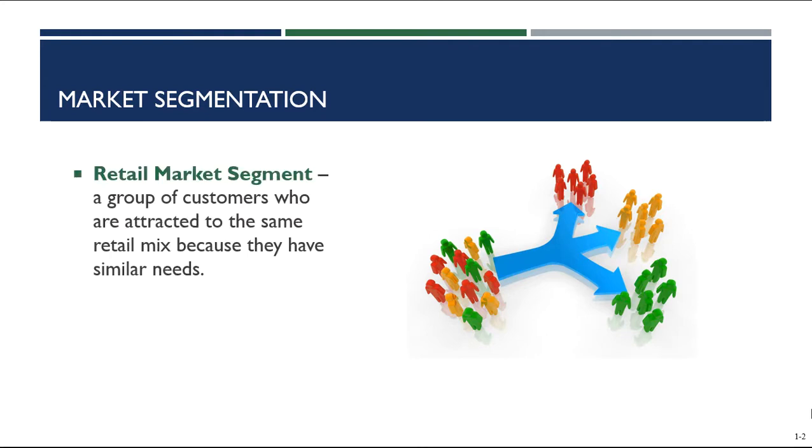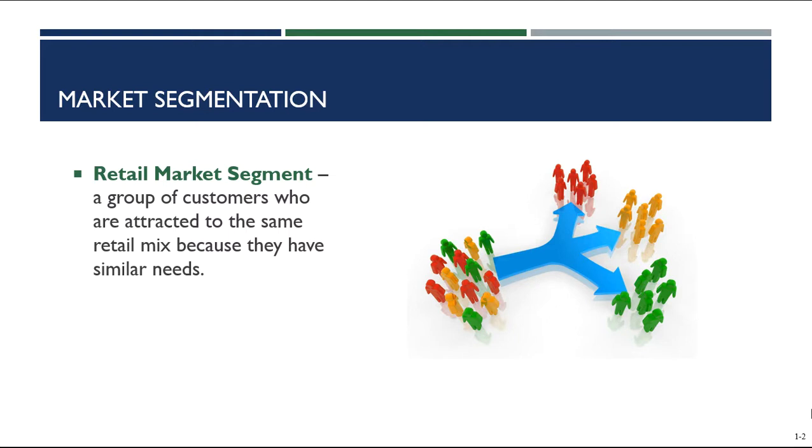So let's define what a retail market segment is. A retail market segment is a group of customers who are attracted to the same retail mix because they have similar needs. We're going to define retail mix in Chapter 5, but retail mix is what I introduced in the very first lecture of this semester. It's the 6 Ps: product, price, place, promotion, presentation, and people. So a retail market segment is a group of customers who are attracted to that same retail mix because they have similar needs and are going through a similar consumer decision-making process.